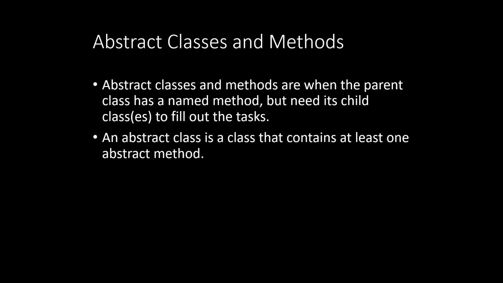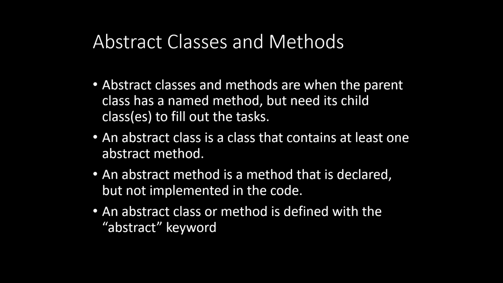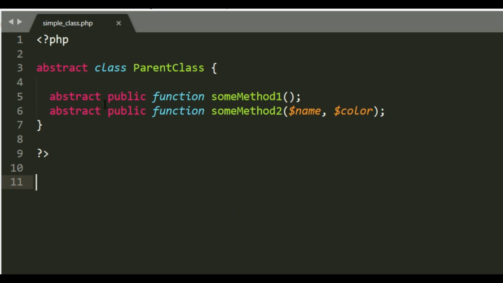An abstract class is a class that contains at least one abstract method. An abstract method is a method that is declared but not implemented in the code. An abstract class or method is defined with the abstract keyword. In this example, we declare a class, that is ParentClass, as an abstract class with the abstract keyword, and inside this class we have two methods. The two methods are abstract.